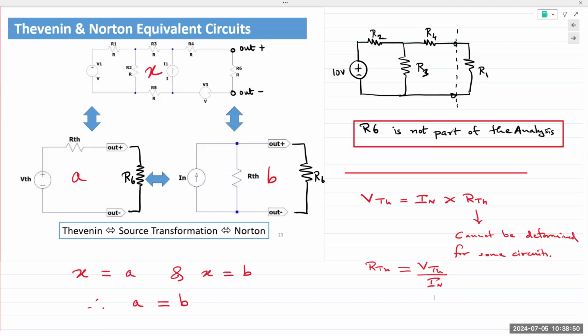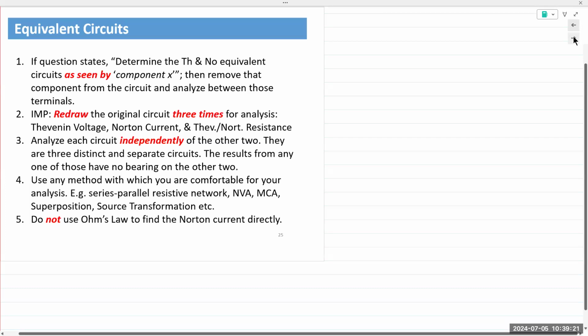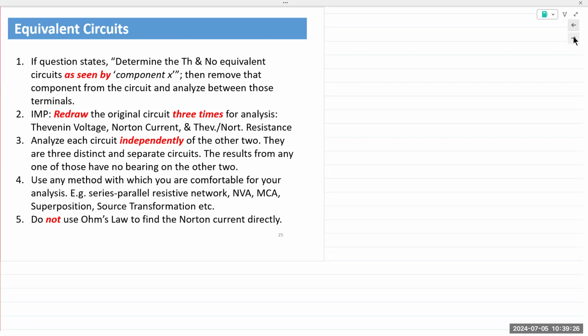Well, the good news is, again, this is not something new. This is something that we already learned in chapters 1 and 2. Again, as I stated earlier at the beginning of this topic, this is not a new analysis technique. It is a theorem. It is the application of all the techniques that we have learned so far. So let's summarize, see how we are going to actually determine the Thevenin voltage, Thevenin resistance, and the Norton current.